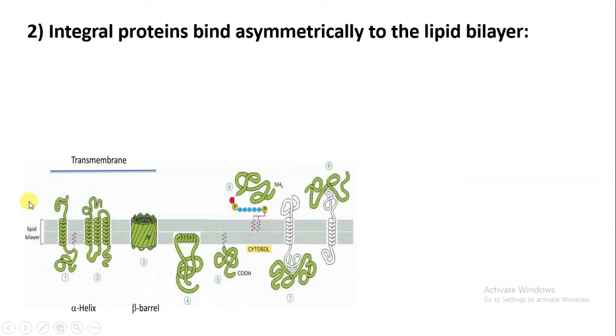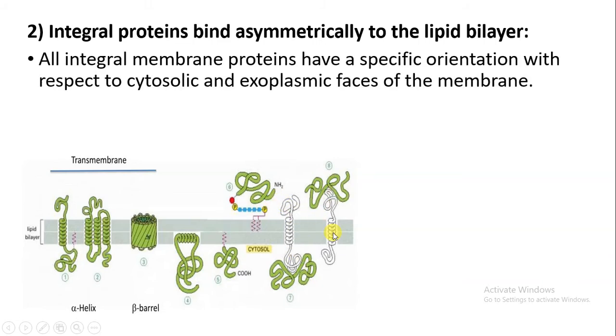अब दूसरी हम बात करते हैं that is integral proteins bind asymmetrically to the lipid bilayer. So ये जो layer होगी this is called as lipid bilayer और बीच में ही आपको integral proteins नजर आते हैं. और ये सारे के सारे integral proteins you can see how asymmetrically they are present. So जितने भी integral protein हैं इनका they have a particular specific orientation with respect to the cytosolic and the exoplasmic phases of the membrane.